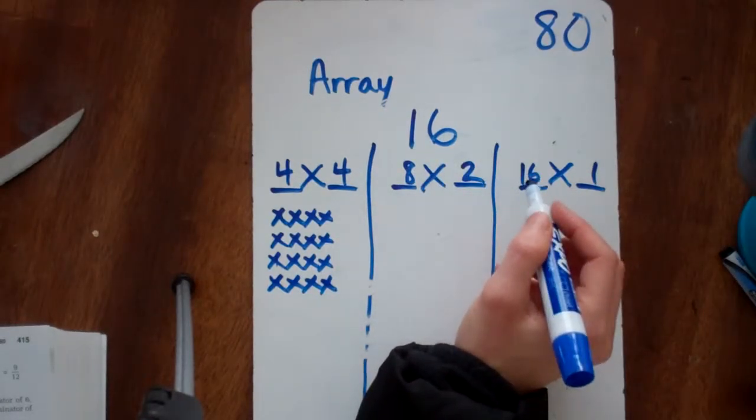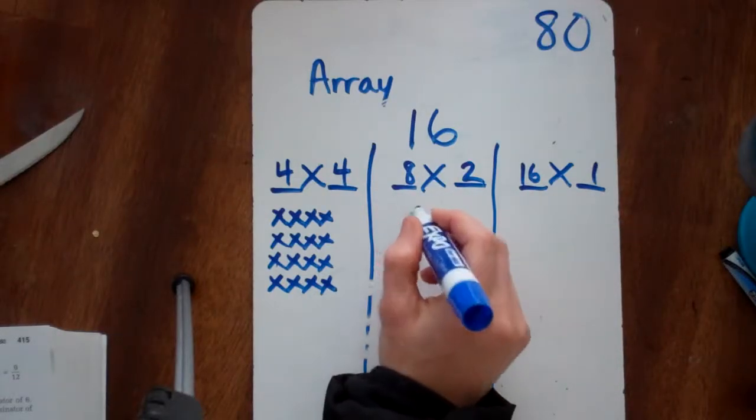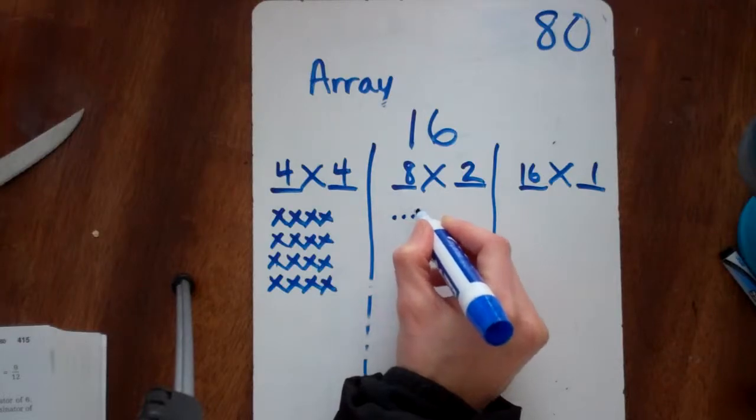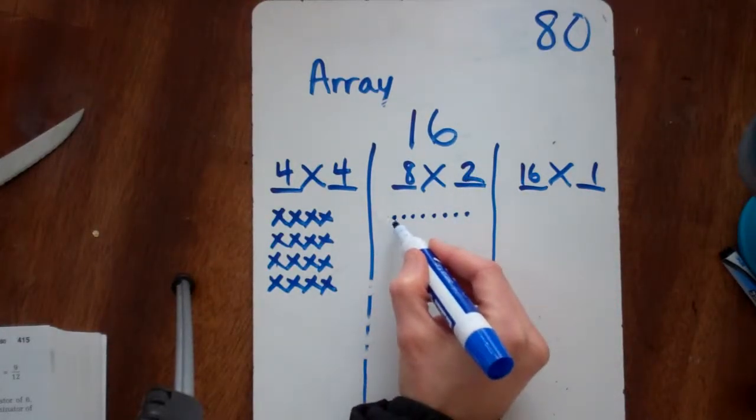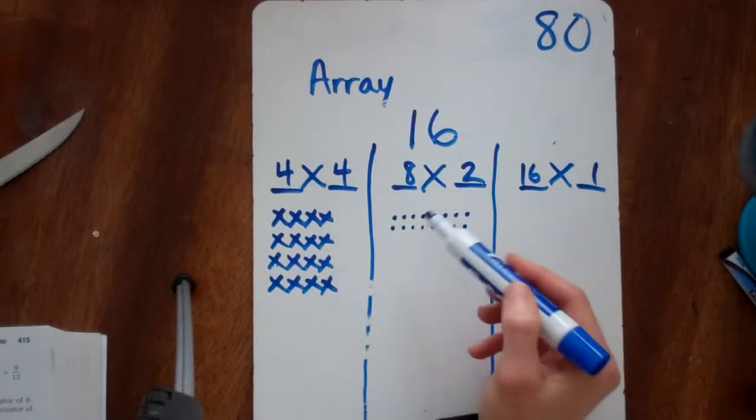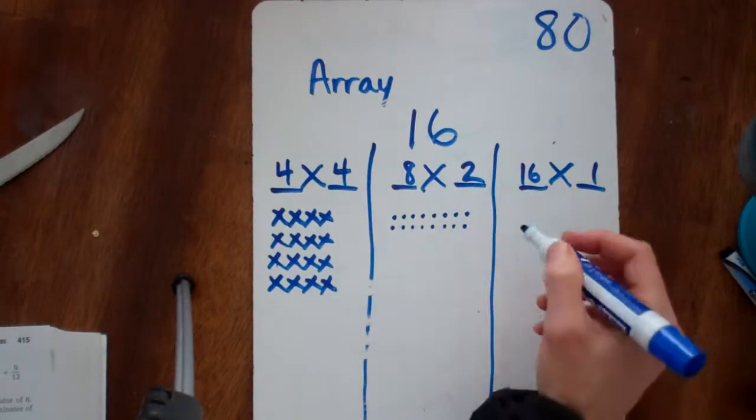Okay, let's try 8 times 2, showing that array. This time I'm going to use dots, okay? So 8 times 2 would look like this. I would have 8 dots, 1, 2, 3, 4, 5, 6, 7, 8. And I'm going to have 2 rows of that. 1, 2, 3, 4, 5, 6, 7, 8. So if I counted up all those dots, it would equal 16. So that's another way to do an array.